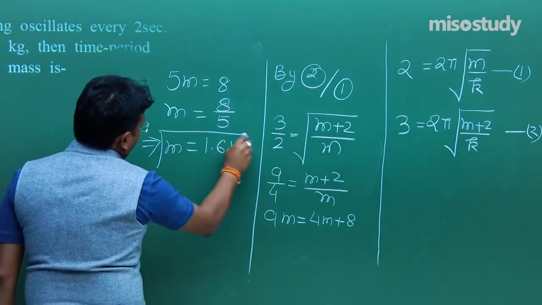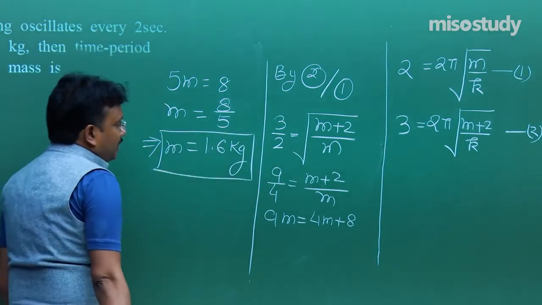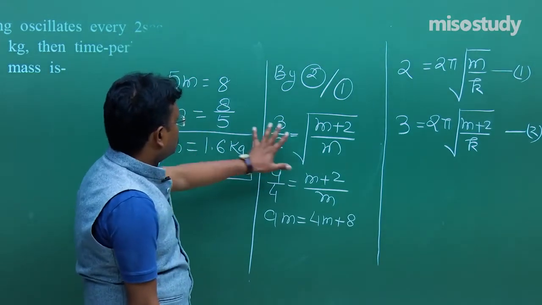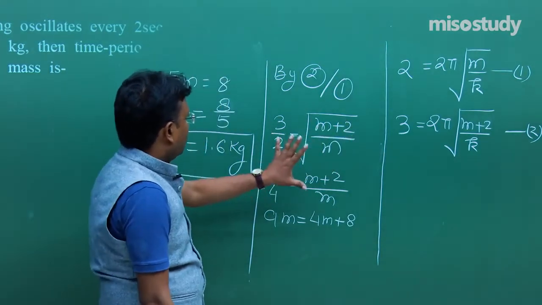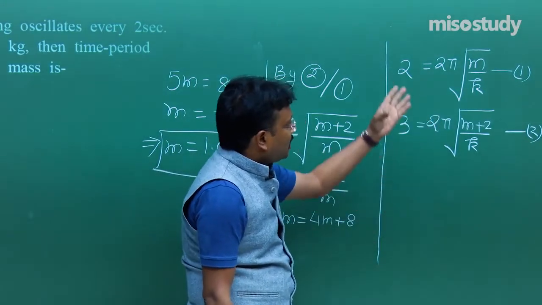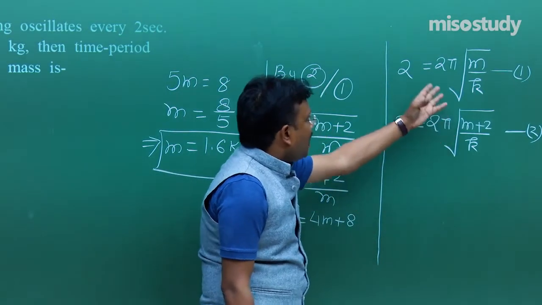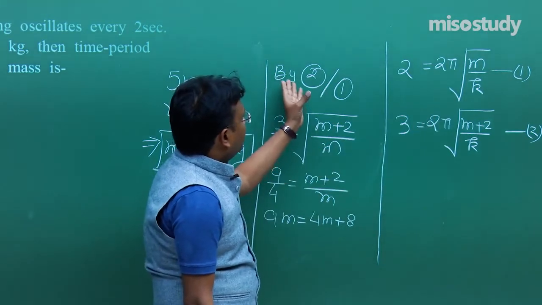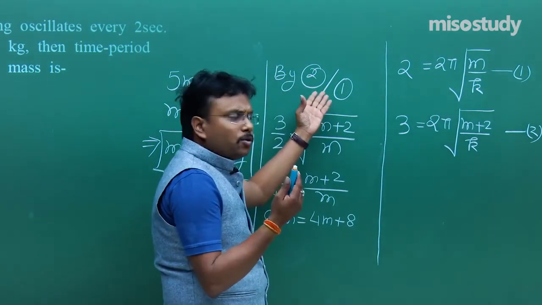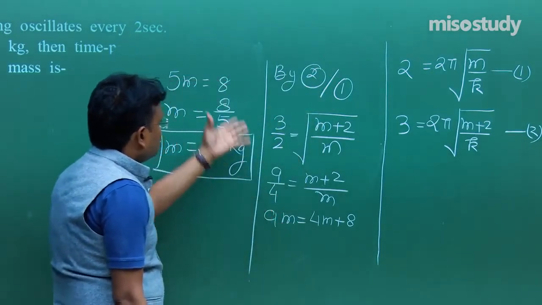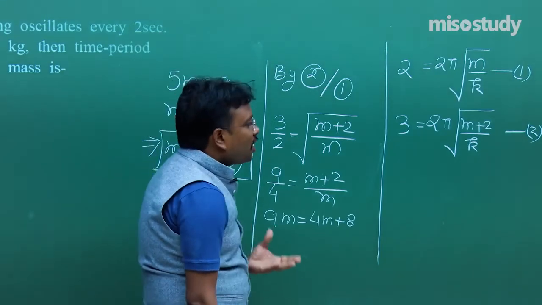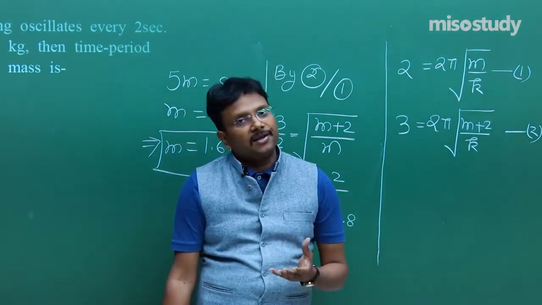So the question was not a difficult one, but yes, I would like to request all of you, please be with me for at least 2-3 of these simple paragraphs. One, equation number 1 and 2, which I created for your understanding, and then I said by dividing equation number 2 by 1, you can say equation number 1 by 2, anything you can do, and then simply solved it by squaring and comparing. We can get the result as initial mass is equal to 1.6 kg.